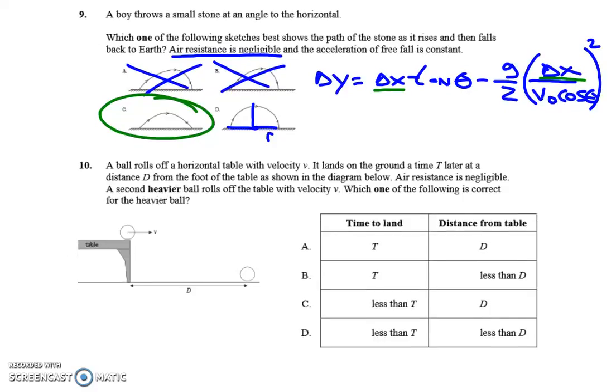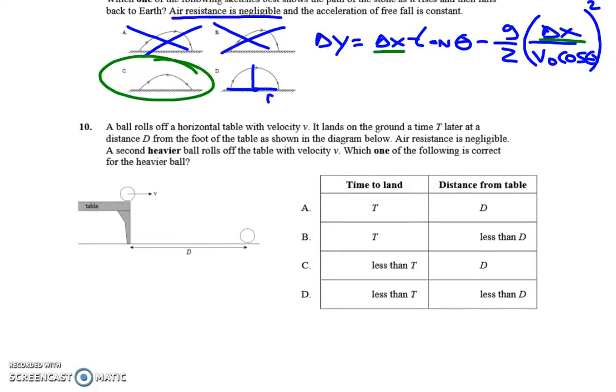All right, and then the last one here on the multiple choice, number 10, is a ball rolling off a horizontal table with a velocity v. It lands time t later. And then a heavier ball rolls off at the same speed from the same height. Notice that mass is not in any of our kinematics equations, because it does not have an influence. Now, you can argue that it would take a bigger push to get it going at the same speed, but that's not what's being asked here. What's being asked is, if the ball's heavier and leaving with the same speed and from the same height, how would the two compare? And so it would be the same. Choice A.